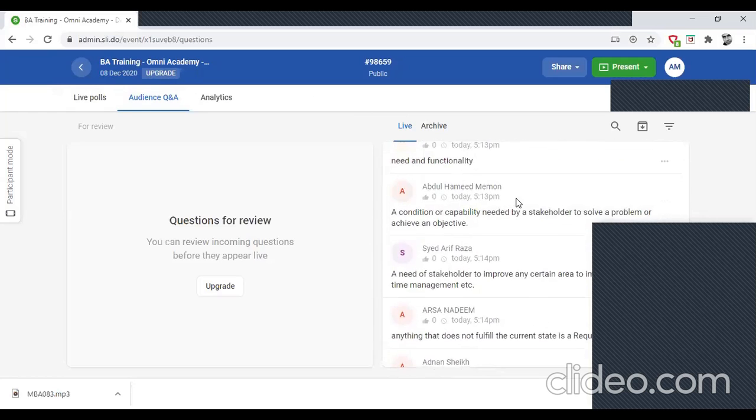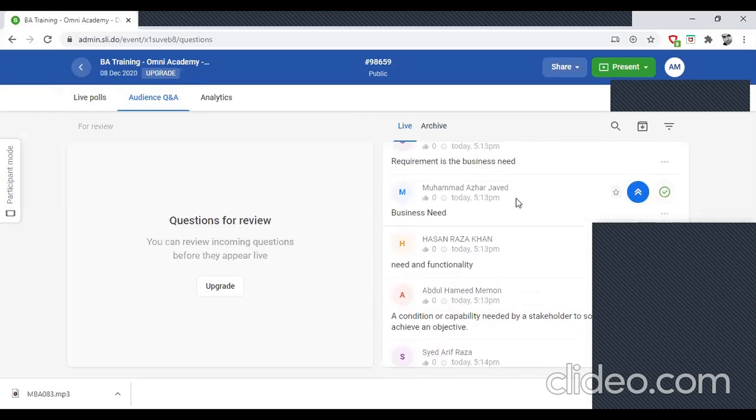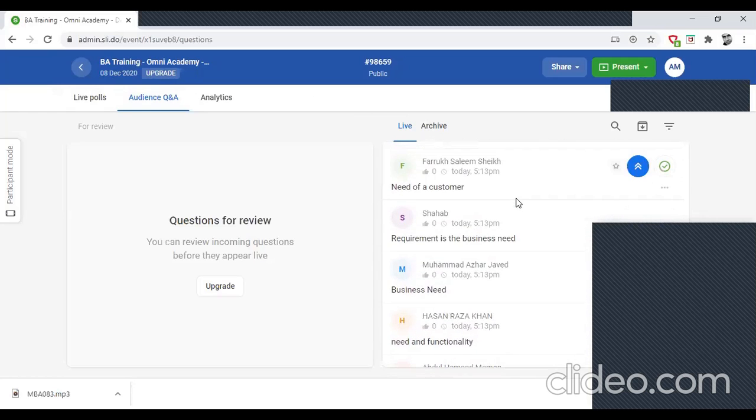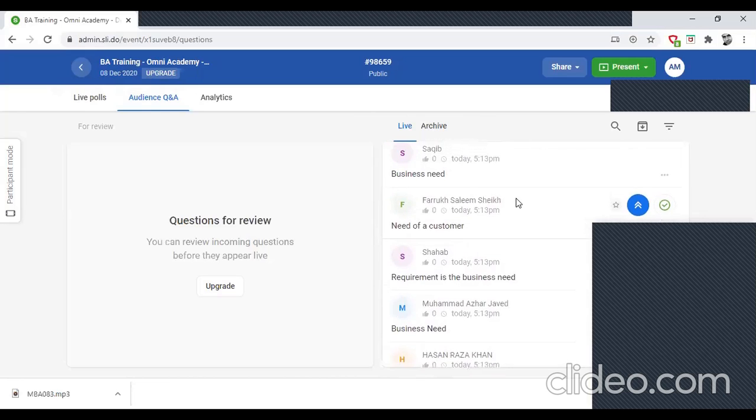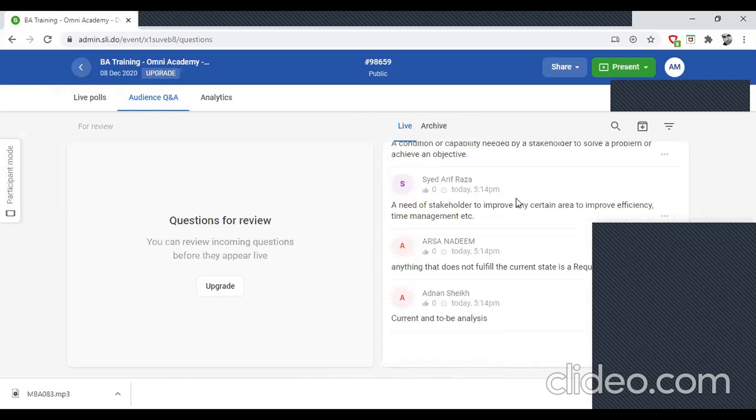Okay, I have all the responses in front of me. Need, functionality, business need. Requirement is a business need of a customer. Yes, absolutely. Current and to-be analysis, Adnan Sheikh. Current and to-be analysis.